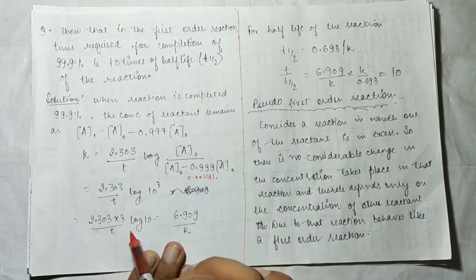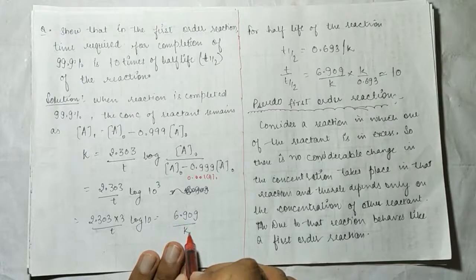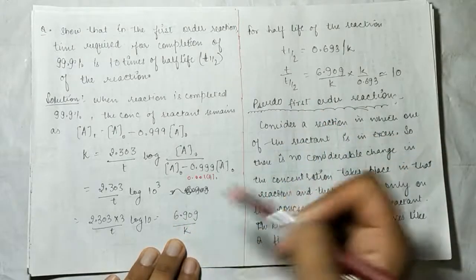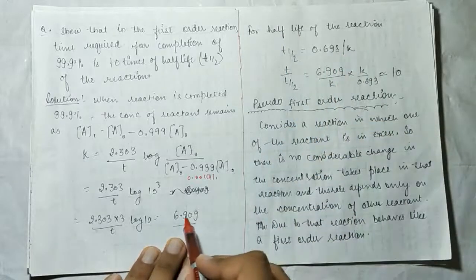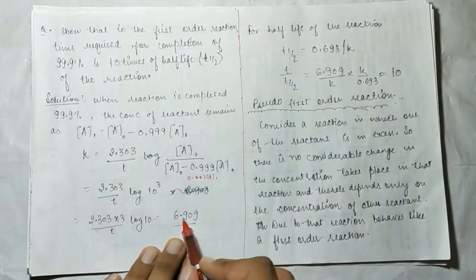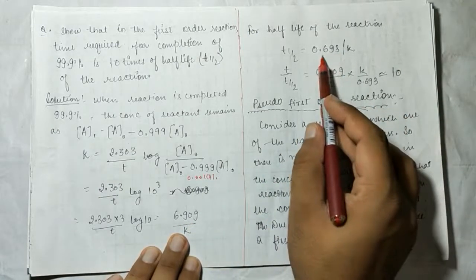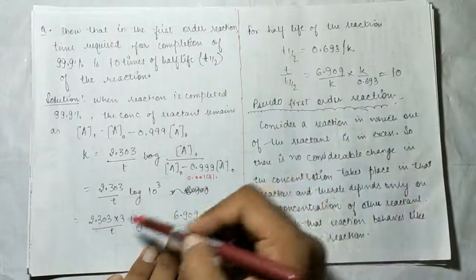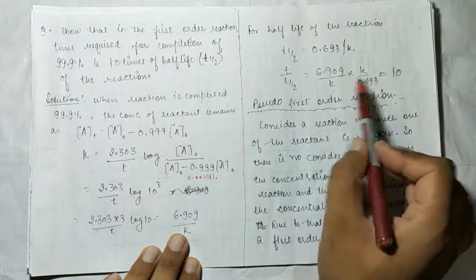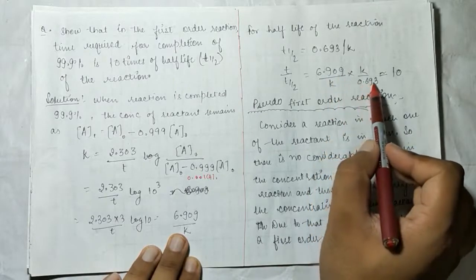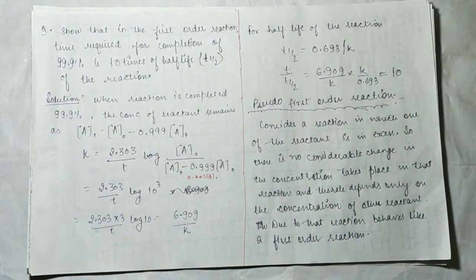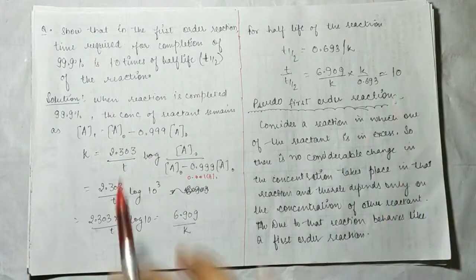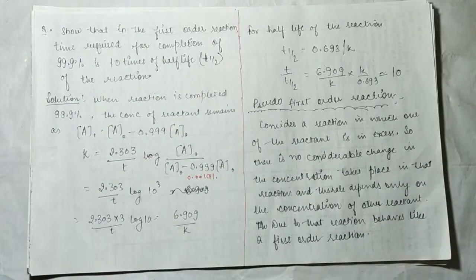Okay, using this calculation we get t equal to 6.909 by k. And for the half life we know 0.693 by k, and this 6.9 is 10 times this 0.69. So we can say that by dividing t by t half we get 6.909 divided by 0.693. K will be cancelled and it comes out to be approximately 10. So we can say that the time for 99.9% completion of a first order reaction is 10 times the half life.